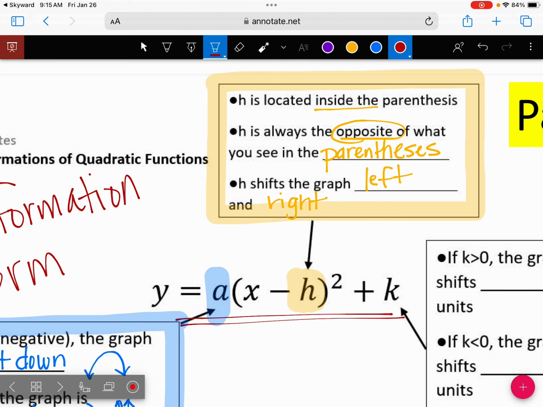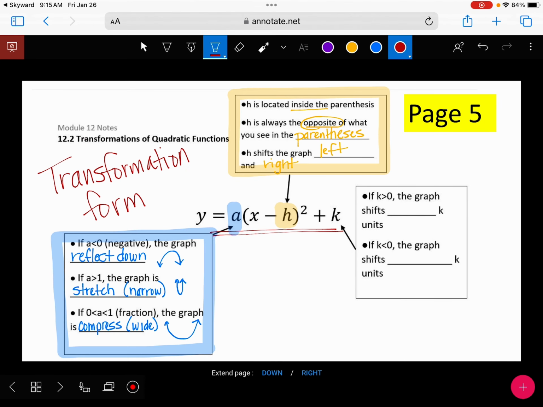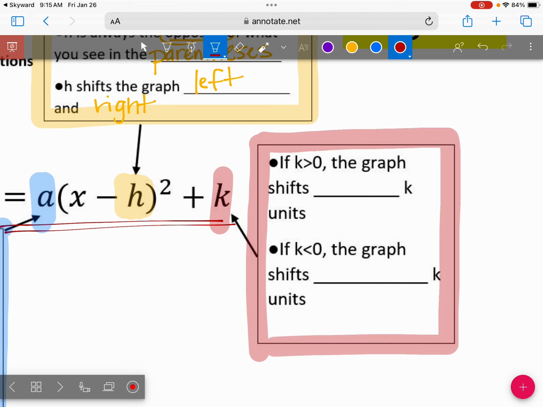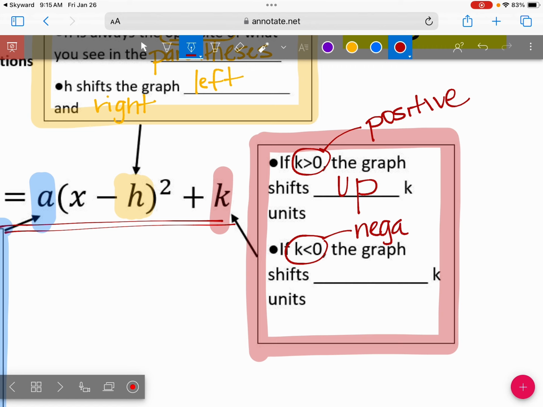And then our last component is K. Whenever K is positive, if K is positive, it's going to move the graph up. But when it is negative, what do you think it's going to do? Move the graph down.